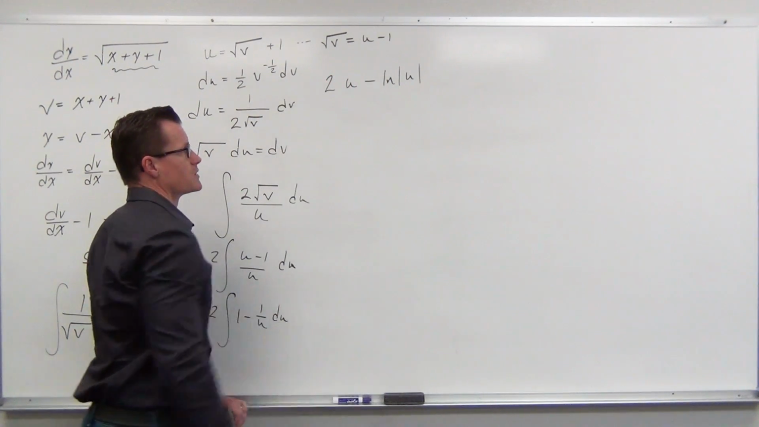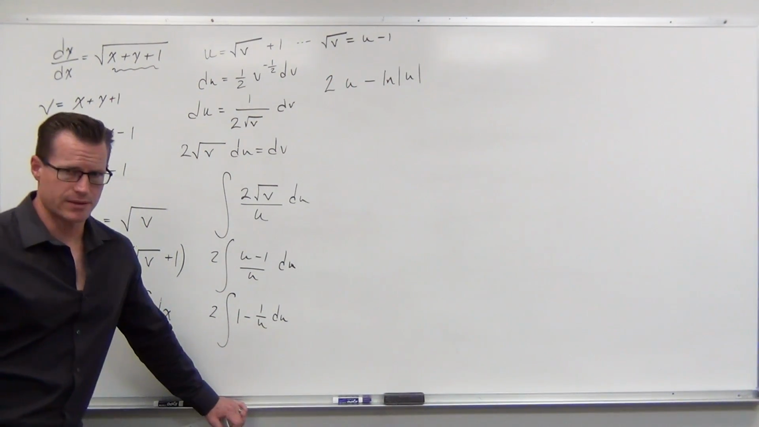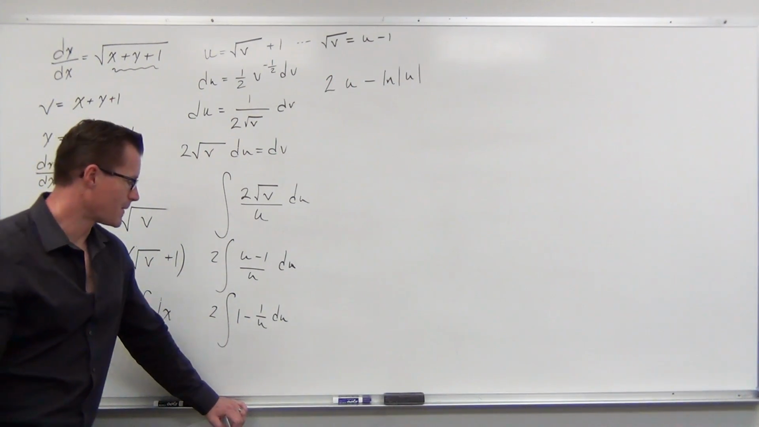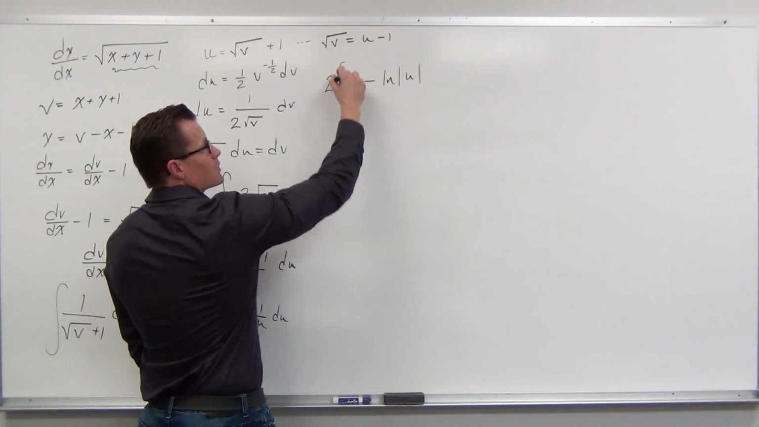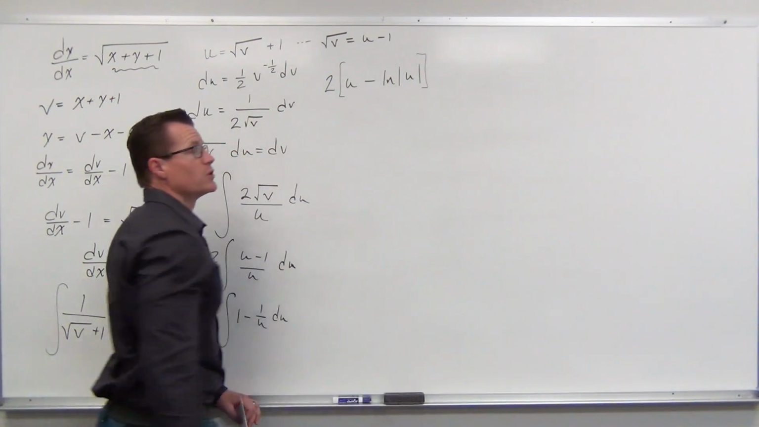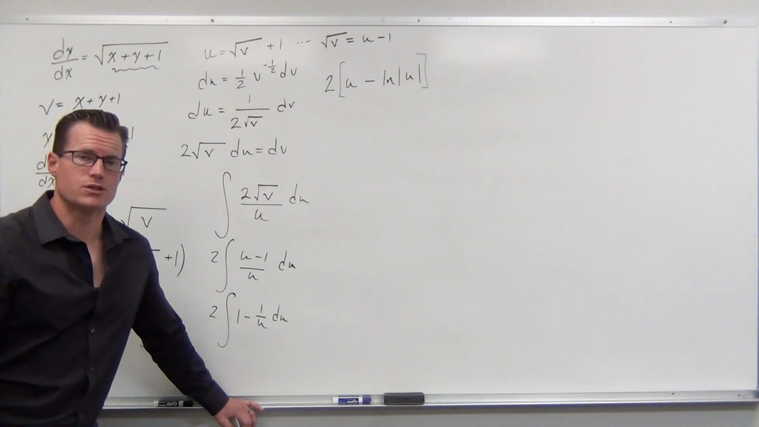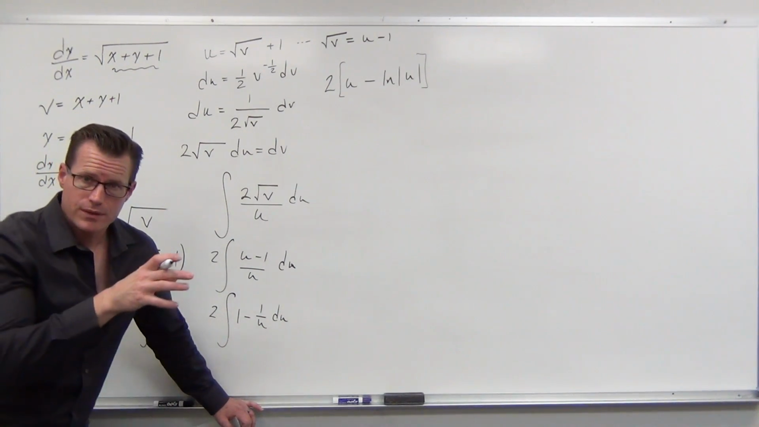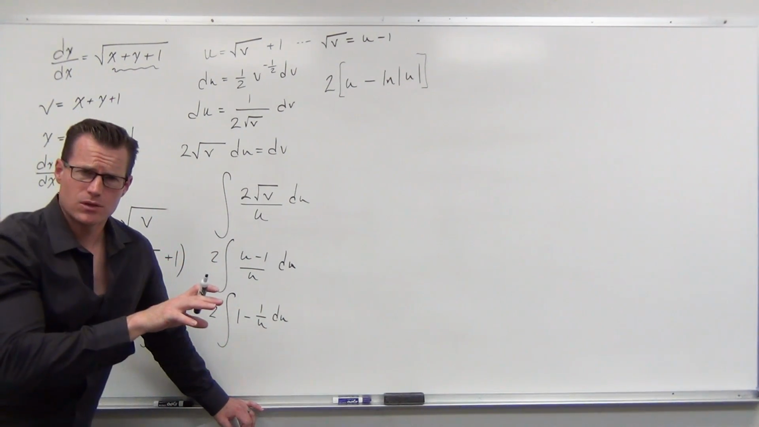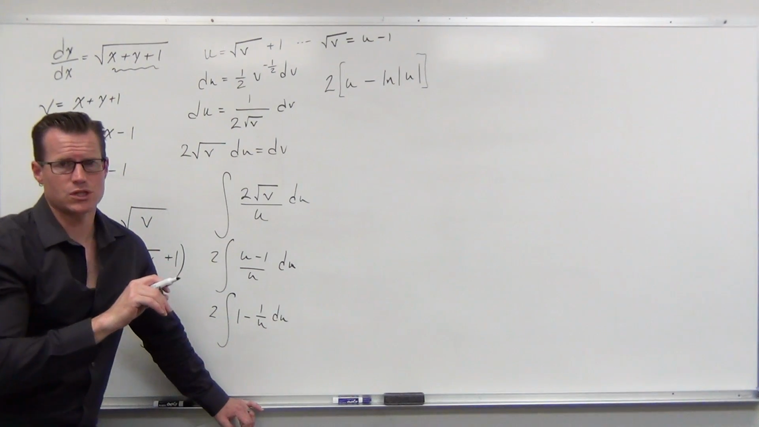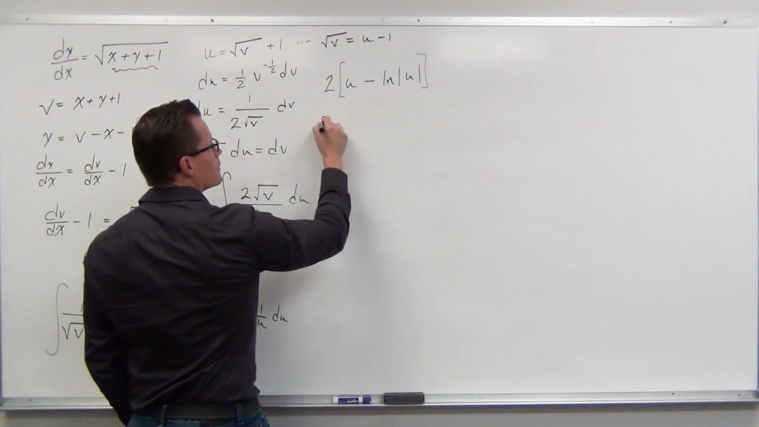You cannot just forget the 2. You can't just put the 2 right there. It's going to screw everything up for you, all right? That 2, you're going to multiply that 2 by whatever you got for your integral. It's going to distribute. So we know that this is u minus ln absolute value u. We know it came from a substitution. Let's put that back.